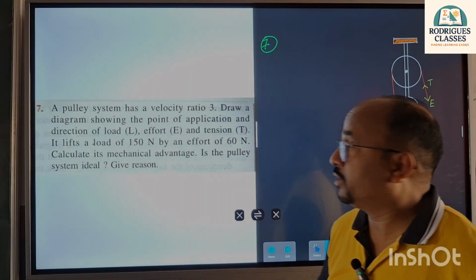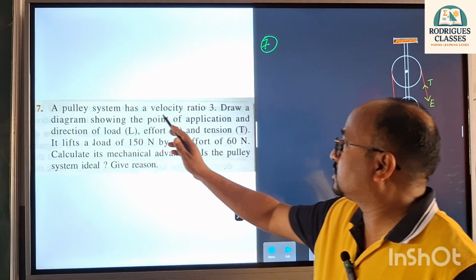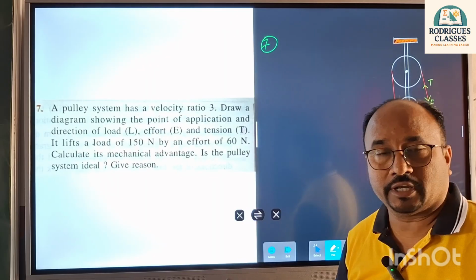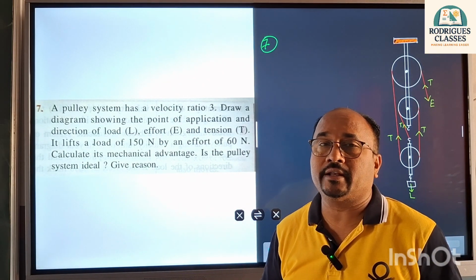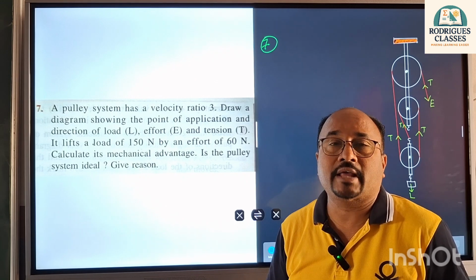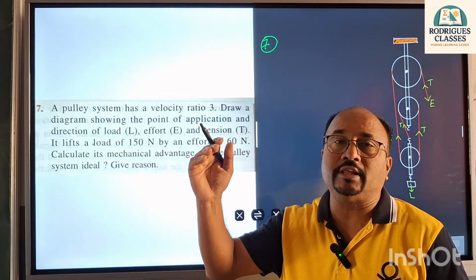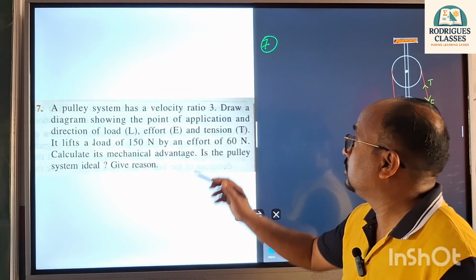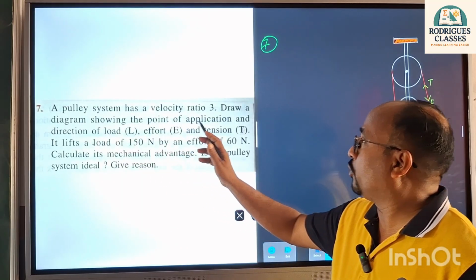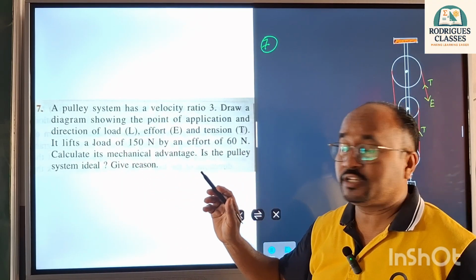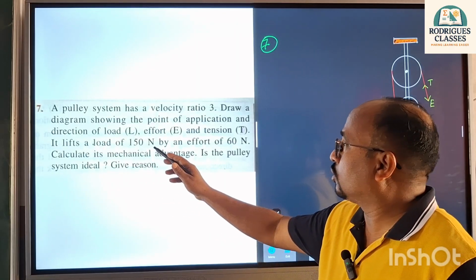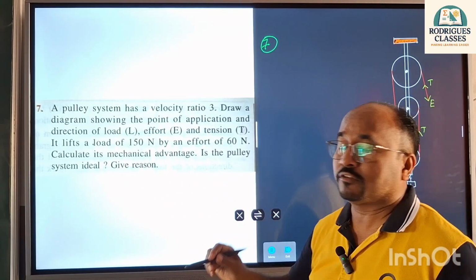Let us come to numerical number 7. A pulley system has a velocity ratio 3. So velocity ratio 3 should make it clear to you that it will happen in a block and tackle system with 3 pulleys, 2 in the upper block, 1 in the lower block. Draw a diagram showing the point of application and direction of the load, effort and tension. It lifts a load of 150 Newton by an effort of 60 Newton.